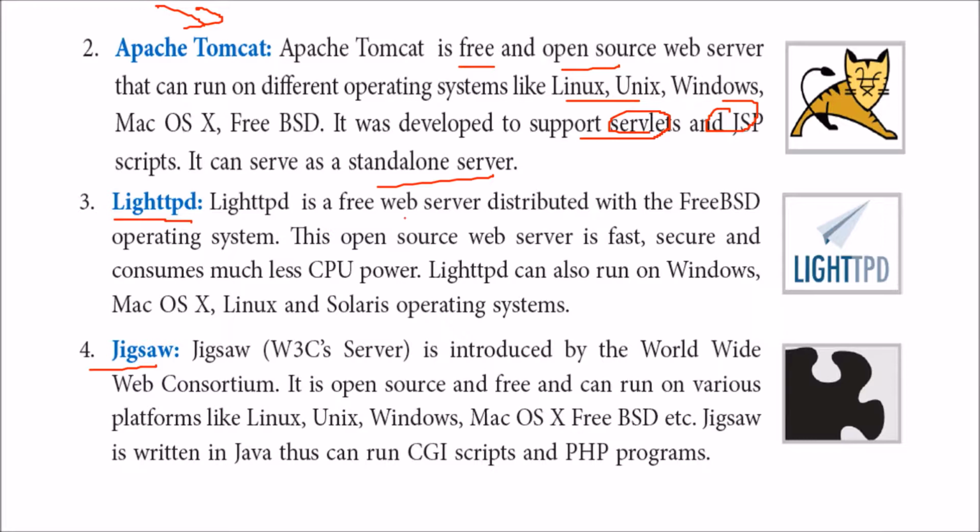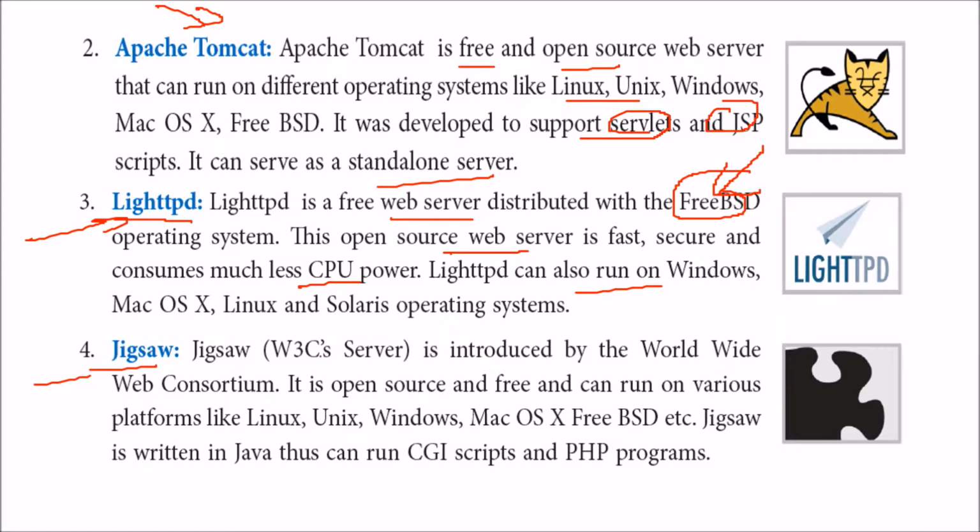LightPD is a free web server distributed with the FreeBSD operating system. So if you have the FreeBSD operating system, you will already have this lighttpd. This is an open source web server, quite fast, secure, and it consumes less CPU power. It can run on various operating systems.